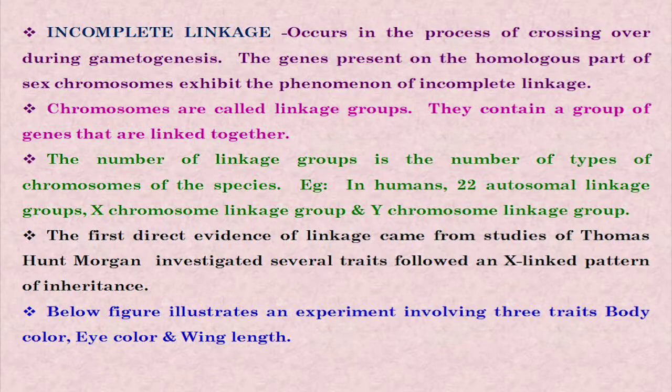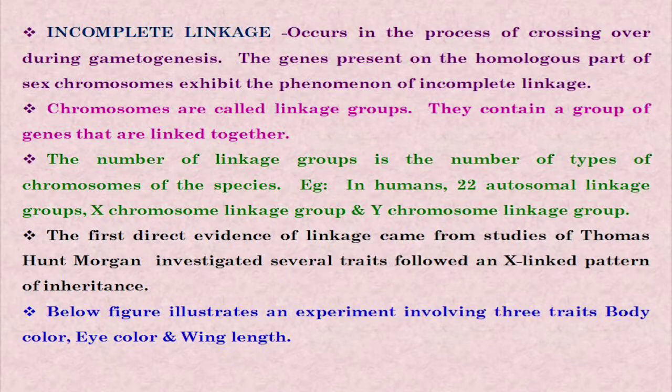So the number of linkage groups is the number of types of chromosomes of the species. For example, in human, 22 autosomes, I told you already, no. So 22 autosomal linkage groups, and the X chromosome is a linkage group, and the Y chromosome also we can see as a linkage group. The first direct evidence of linkage came from the studies of Thomas Hunt Morgan. He investigated several traits which followed the X-linked pattern of inheritance. So below, the figures illustrate the experiment.